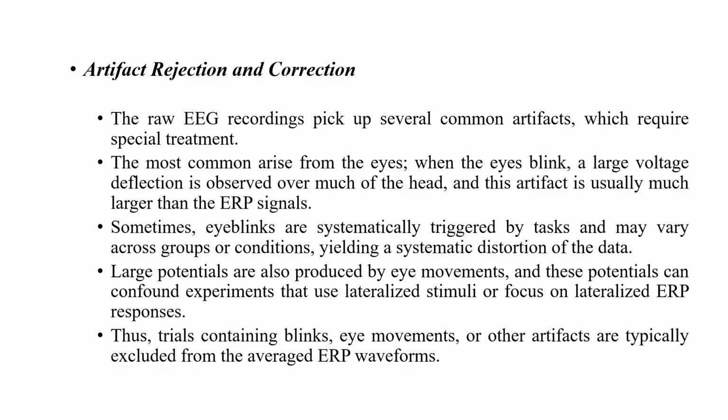Sometimes eye blinks are systematically triggered by tasks and may vary across groups and conditions, yielding a systematic distortion of data, which again can be interesting for the kind of question that you are asking. Large potentials are also produced by eye movements, and these potentials can confound experiments that present lateralized stimuli, or that focus on lateralized ERP responses. So, in all of these lateralization studies, you want to have minimal eye movement and minimal artifacts based on eye movements. Trials containing blinks or eye movements or other artifacts are typically excluded from the averaged ERP waveform.